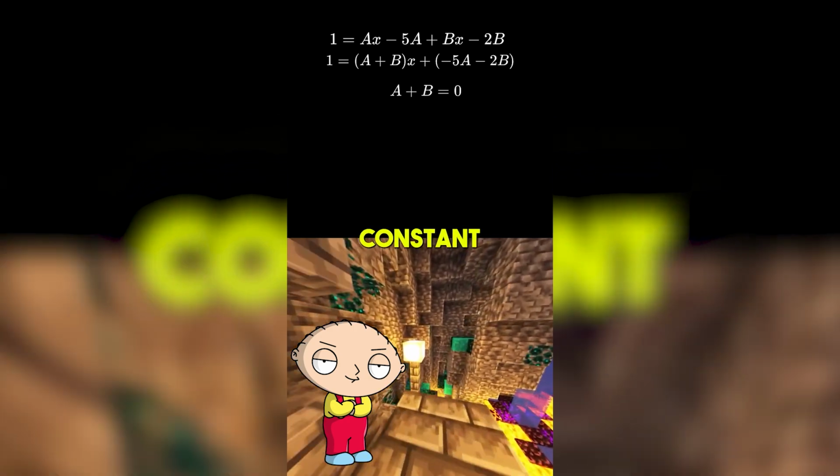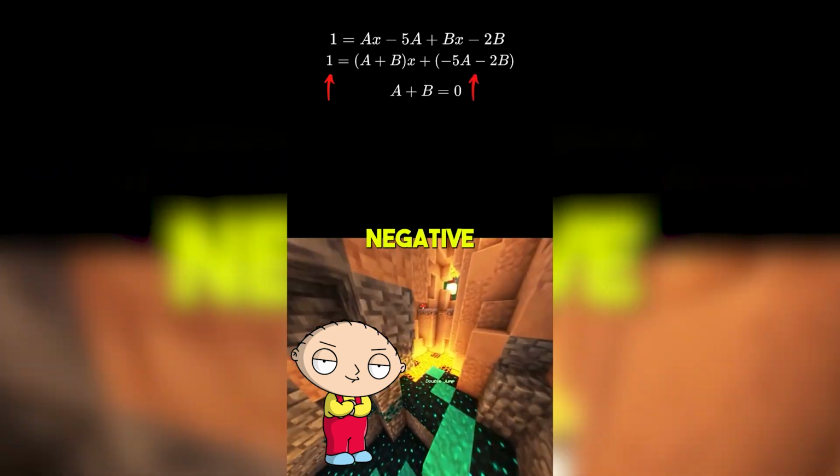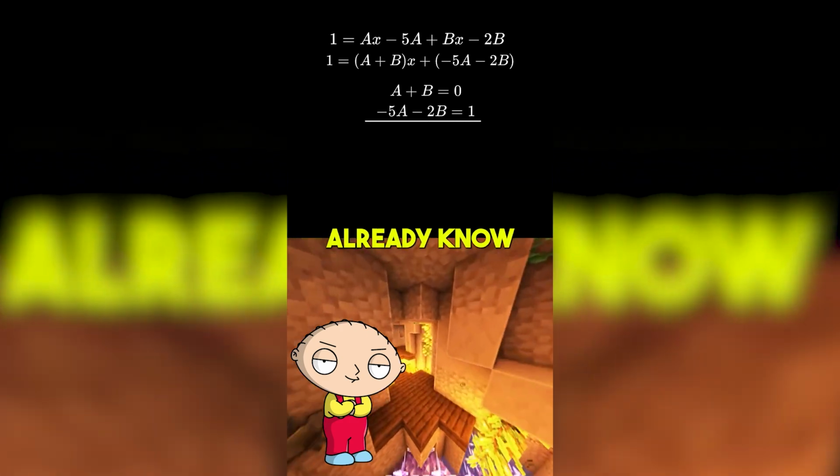Next, let's look at the constant terms. On the left side, we have 1, and on the right, we have negative 5a minus 2b. So we get negative 5a minus 2b equals 1. Now, we have a system of two equations. I assume you already know how to solve them, so I'm just going to tell you that a equals negative 1/3 and b equals 1/3.